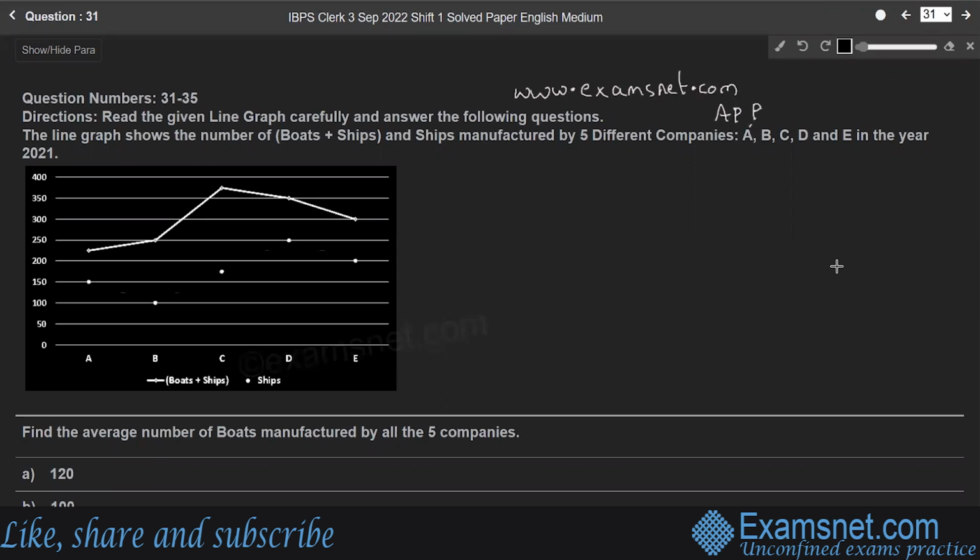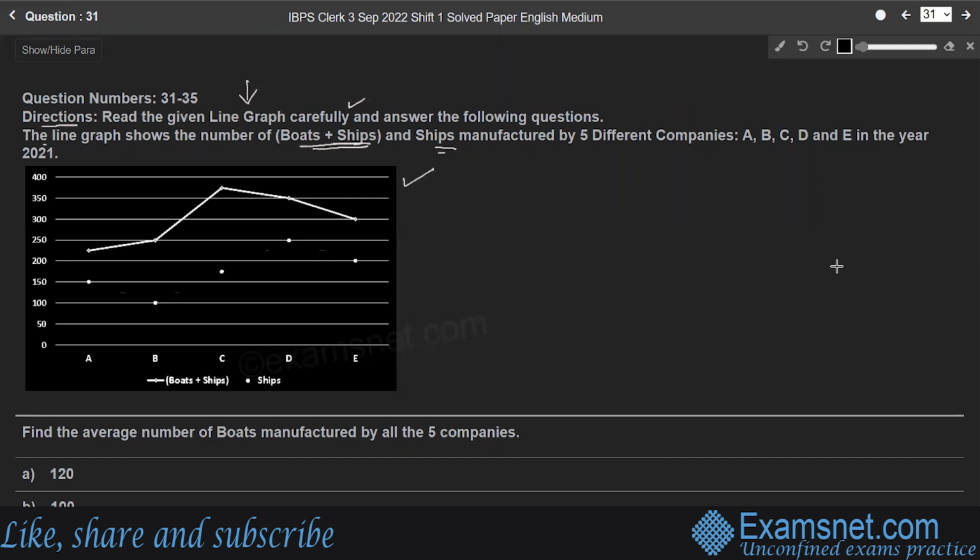So let us start with question number 31 to 35. These questions are based on the below information. The direction is, read the given line graph carefully and answer the following questions. The line graph shows the number of boats and ships together, and ships, manufactured by 5 different companies A, B, C, D and E in the year 2021. So the line graph is given here.